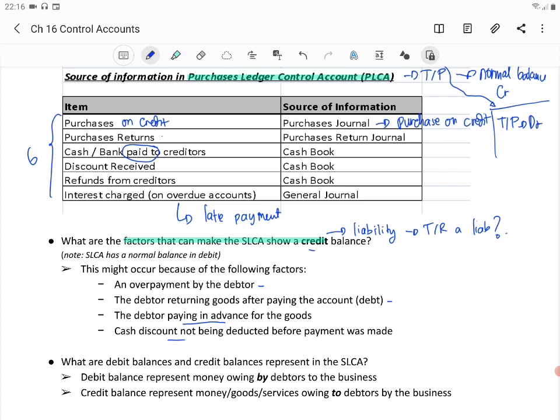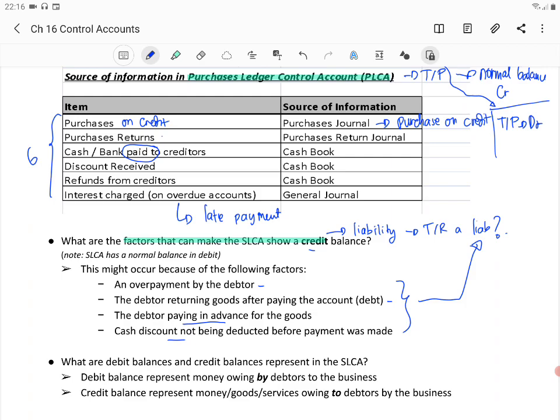So all of these transactions will create a liability from the company to trade receivables. It is not normal. Usually, trade receivables are the ones who owe money to the business, but since these four transactions happen, the company has a liability to the TR. That is why sometimes SLCA can show a credit balance.